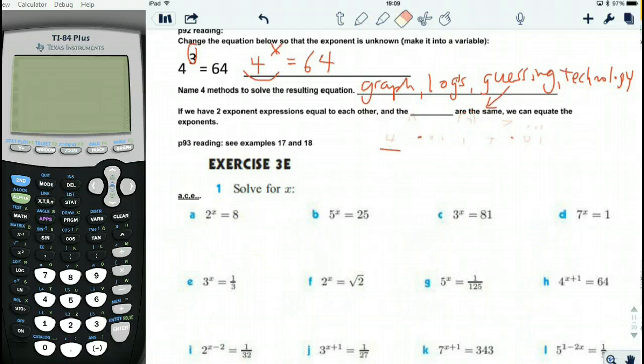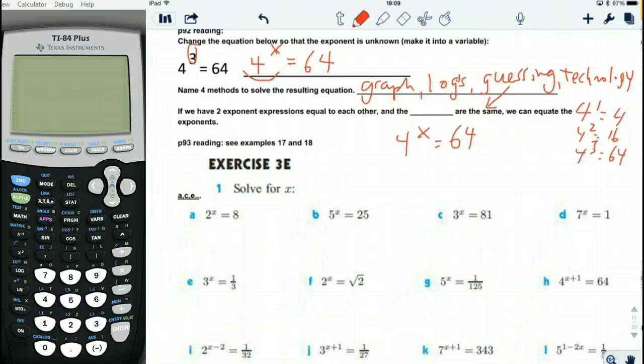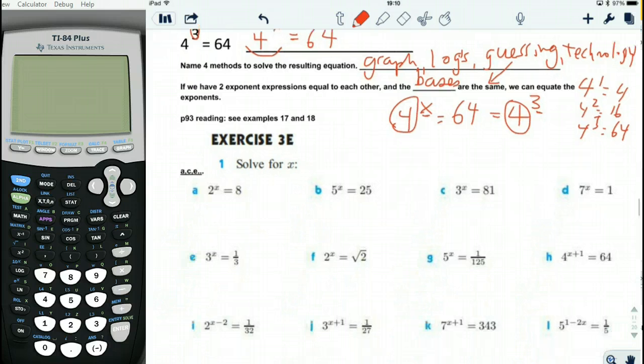So let's go through that one more time. You've got 4 to the x, and it's equal to 64. So how do you figure out that 64? Well, you do 4 to the first is 4, 4 to the second is 16, 4 to the third equals 64, and you say, wow, I found an exponent that makes it equal to 64, so I'm going to put that here, 4 to the third. And then, hey, if the bases are the same, then that means x is equal to 3. So if the bases are the same, then we can equate the exponents. All right, now let's move on to some problems.